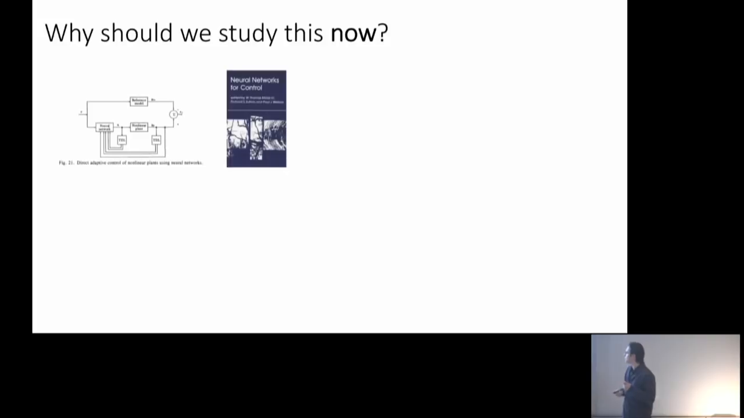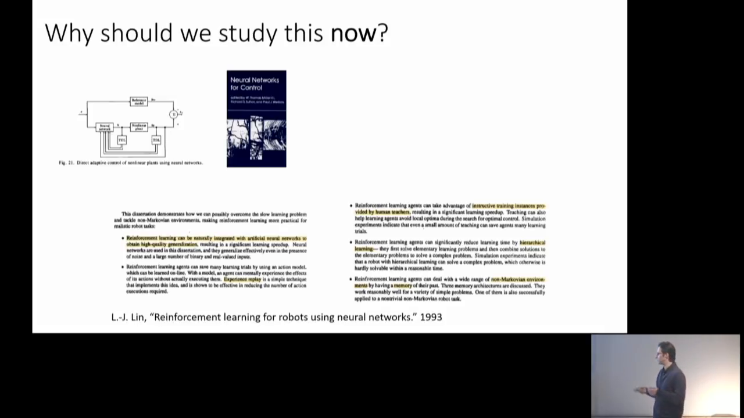But just to illustrate how these ideas have been around for some time, you go back to the late 80s. This is actually, I think, from '89. There were textbooks on neural networks for control that proposed very similar basic principles as the ones we'll cover in this course. This is an example from a PhD thesis written in 1993 called Reinforcement Learning for Robots Using Neural Networks that describes as future work some things that are basically cutting-edge research today, like reinforcement learning can be naturally integrated with artificial neural networks to obtain high-quality generalization, just like in that grasping example that I showed earlier.